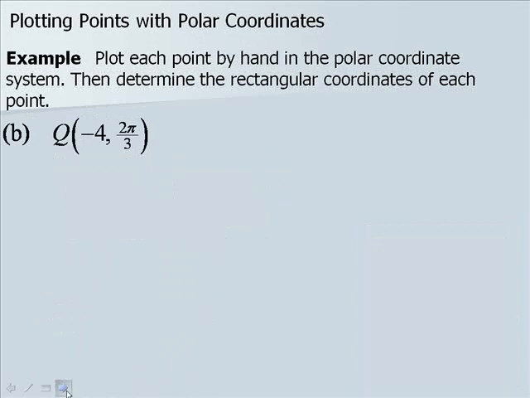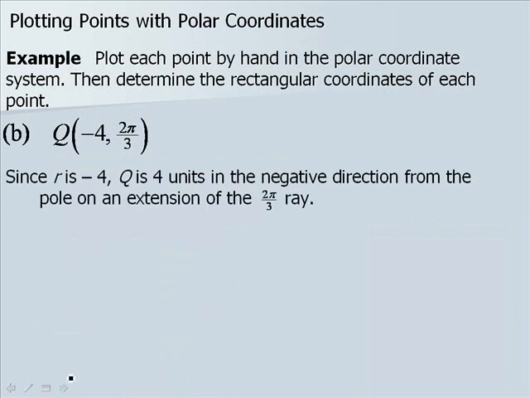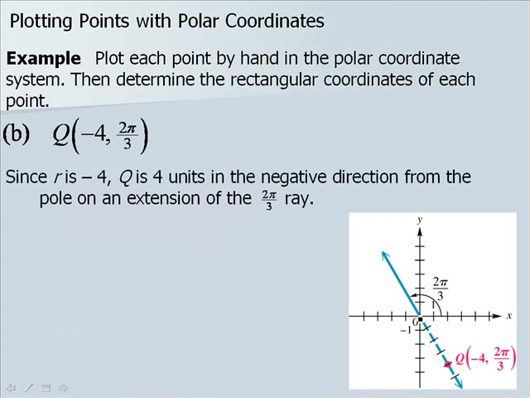For this point, r is negative 4 and theta is 2 pi over 3. Since r is negative 4, Q is 4 units in the negative direction from the pole on an extension of the 2 pi over 3 ray. So our normal ray, 2 pi over 3, is in quadrant 2. And if r had been positive, we would have been 4 units up. But since r is negative, we flip over to the opposite side, or quadrant 4, of our ray 2 pi over 3. So let's find our rectangular coordinates.